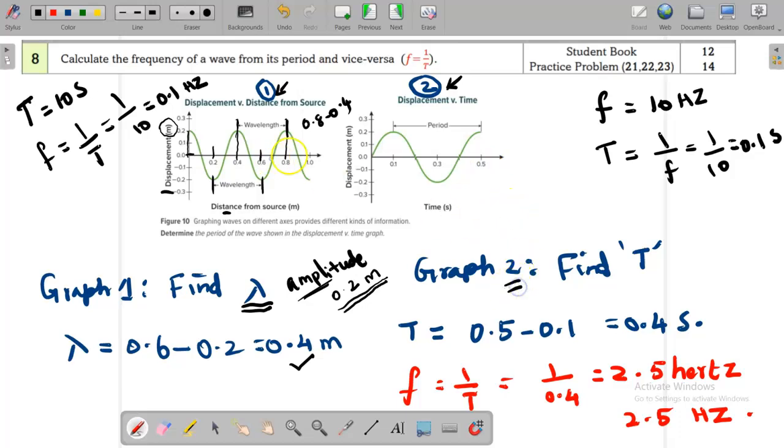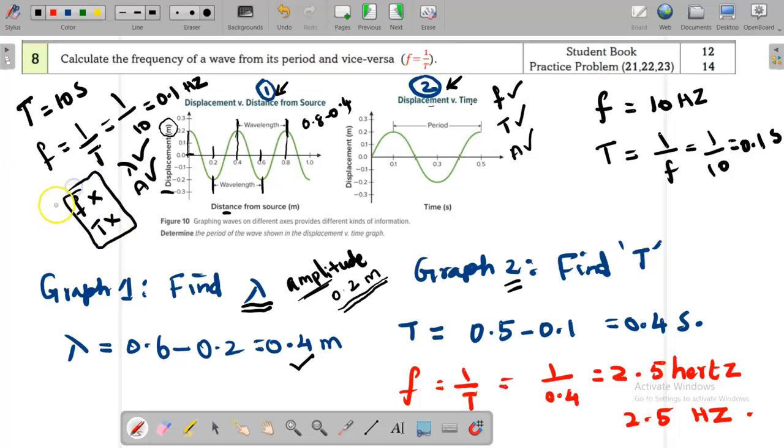Now in the graph 2, it is the displacement time graph. Here we can find the frequency, time period, amplitude. In the first graph, we can find the wavelength, we can find the amplitude. We cannot find the frequency, we cannot find the time period in the graph number 1 because the time information is not mentioned. In the graph number 2, we cannot find the wavelength because the distance information is not mentioned.